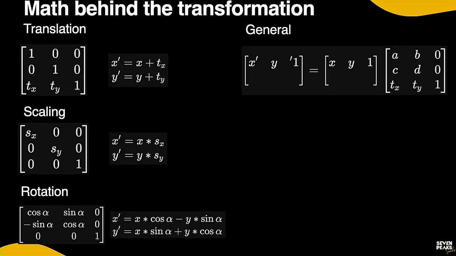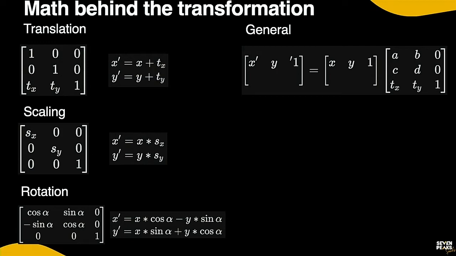So the next step is the math behind the transformations. Don't be scared about the math. It's quite simple, the matrix. So we have simple transformation matrices like translation, scaling, or rotation. Combining the transformations, in general we have the final state of the object on the screen. It's equal to the original state multiplied with the transformation matrix.